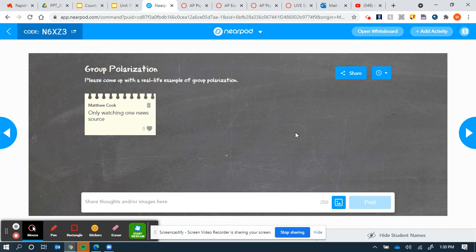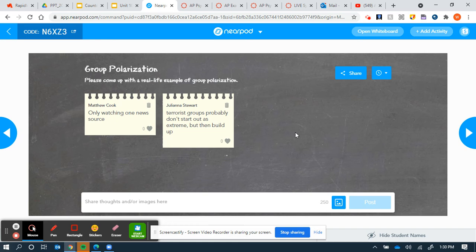All right. Yeah, generally you're right. When you only watch one news source, you become more extreme. But this is more so when you're in a group. Groups become more extreme than individuals are, hence the name group polarization.